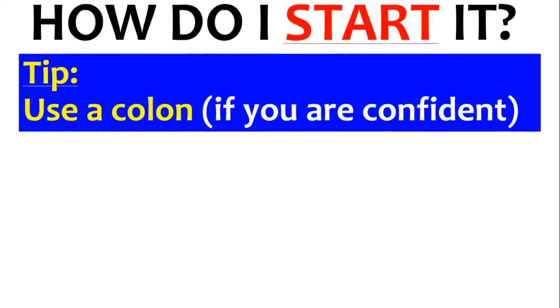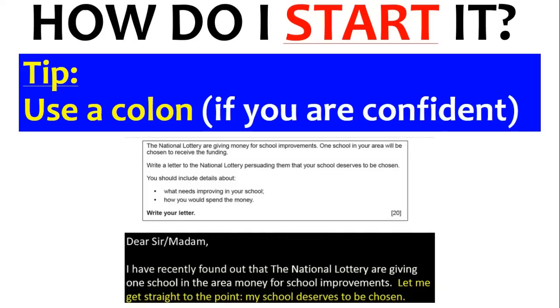Okay, my second tip, if you're confident with using colons, is use a colon. So basically we use a colon for introducing a list, or maybe if there's a statement we want to bring attention to. So the phrase that I use is let me get straight to the point, colon, my school deserves to be chosen. And even if you're not that great on colons, if you try to use that phrase, let me get straight to the point, colon, it's really important because your writing is really focused, because you're literally saying you're getting to the point, and it's also going to up your spelling, punctuation, and grammar grade. So say if you were talking about a hotel that you wanted a refund for because of bad service, you could say, the service was really bad, let me get straight to the point, I want my refund now.